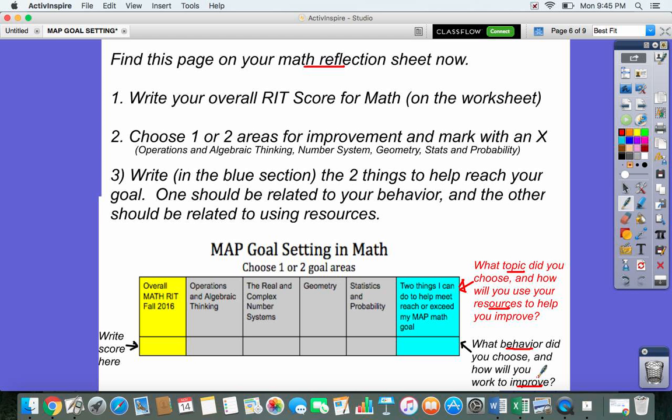As soon as the video is over, go ahead, pull up your reflection sheet and fill in the yellow, the gray, and the blue areas. The blue area, remember, is where you're going to write the 2 goals from earlier in the video. And that's really all that I have for you for today.